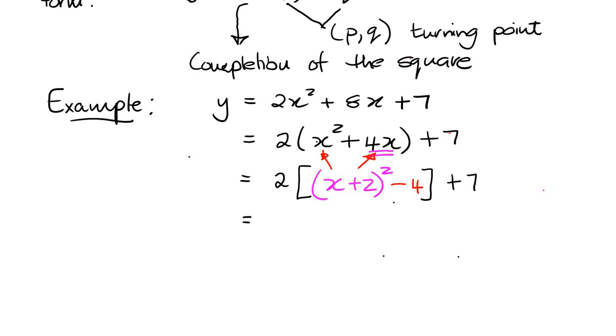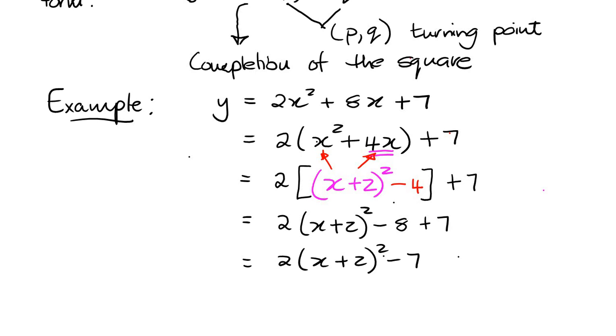So basically, what has happened is the following. If I now multiply my 2 back in, then it's going to be 2 times minus 4 plus 7. And there you go, 2 times (x plus 2) squared, and then minus 1.